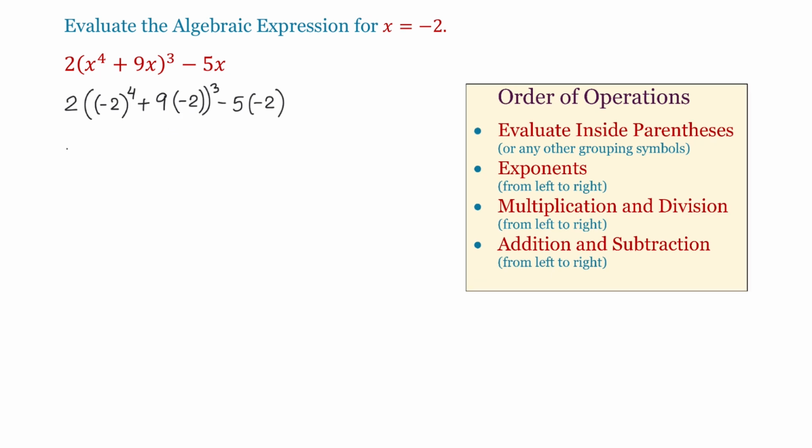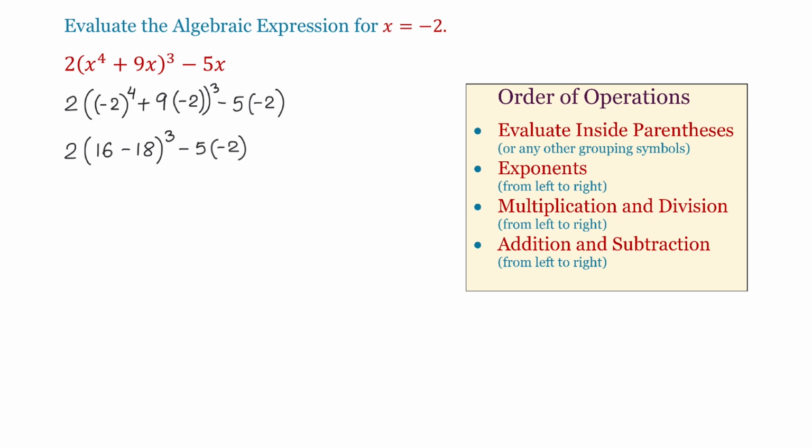So let's start by bringing 2 down. Then -2 to the 4th power is positive 16. And that is because -2 times -2 is 4, 4 times -2 is -8, and -8 times -2 is positive 16. Now 9 times -2 is -18, so we can write 16 plus -18, or just 16 minus 18, all this cubed. Then minus 5 times -2.